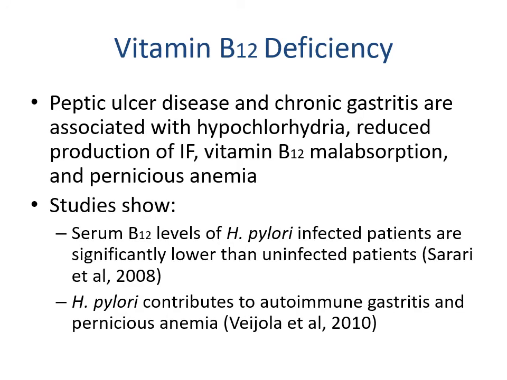Something to consider is that peptic ulcer disease and chronic gastritis are associated with hypochlorhydria, reduced production of intrinsic factor, vitamin B12 malabsorption, and pernicious anemia. And so studies show that the serum B12 levels of H. pylori infected patients are significantly lower than uninfected patients. And H. pylori contributes to autoimmune gastritis and pernicious anemia.